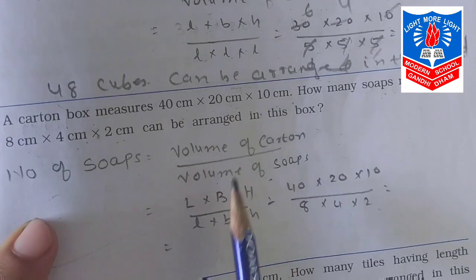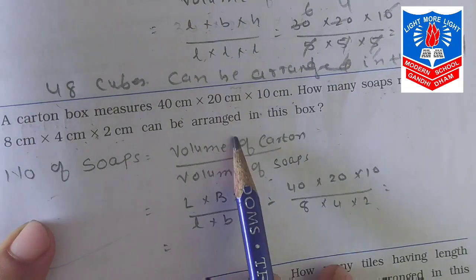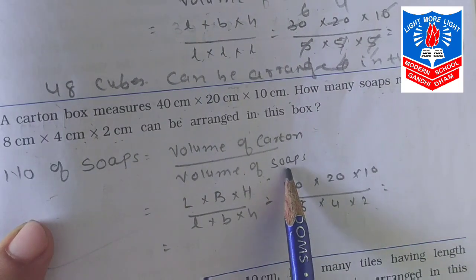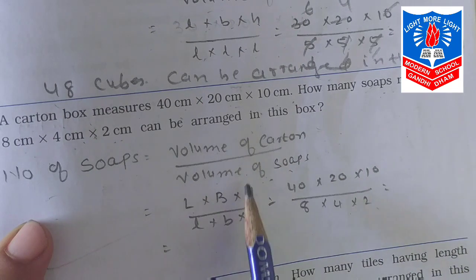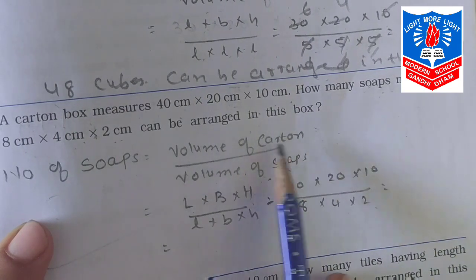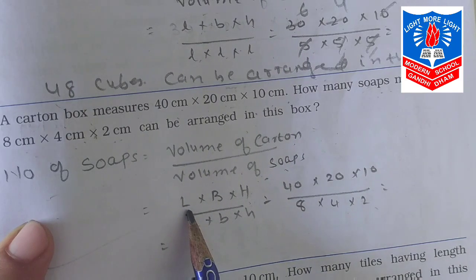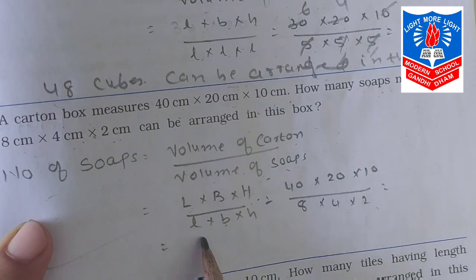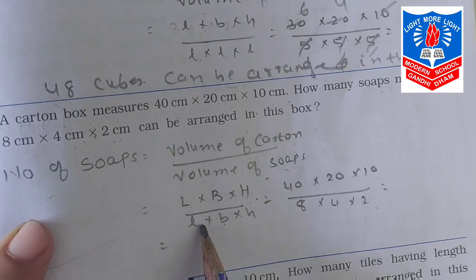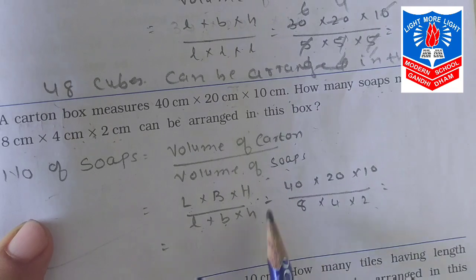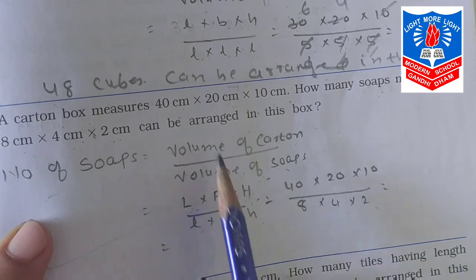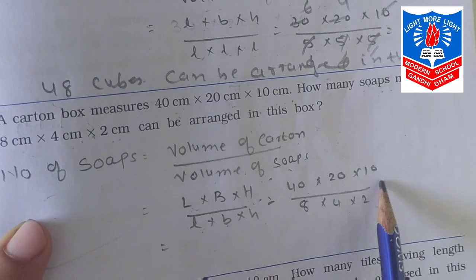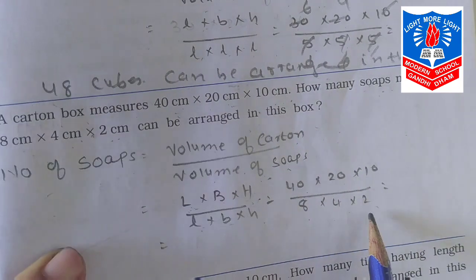Volume of carton, it means carton is big. So I write here in capital letters. Both are cuboids, carton also cuboid and soap also cuboid. So I write the formula in this way. It is a big carton, so I write in capital letters length, breadth and height. And soap is small, so length, breadth and height. Here is a carton 40 centimeter, 20 and 10. So 40, 20 and 10, 8, 4 and 2.